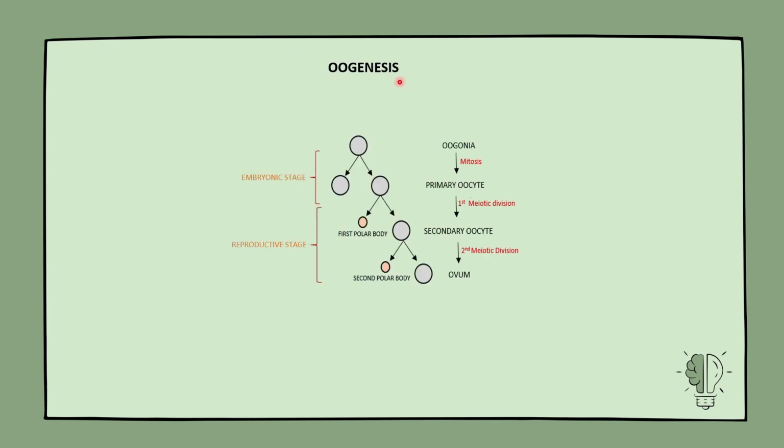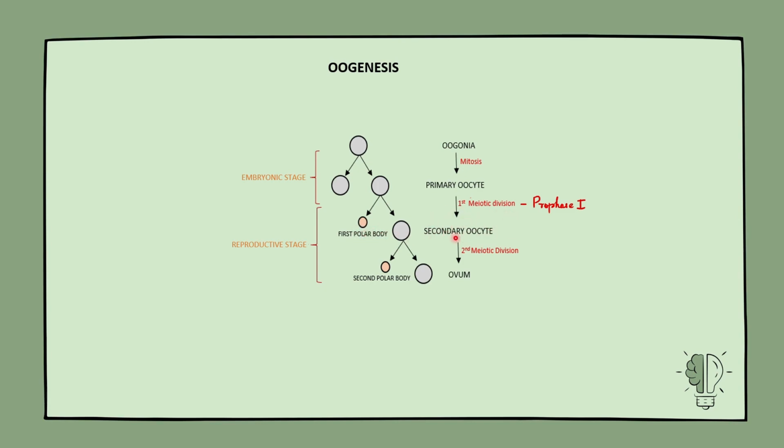Alright, now let's recap the process of oogenesis. We've already learned that there are millions of oogonia present within the ovary of a female fetus due to mitotic differentiation. Right. Now the oogonia undergo first meiotic division and it gets suspended at prophase 1. Now once the puberty starts, the primary oocyte, which is present within the tertiary follicle, grows in size and completes the first meiotic division to form a secondary oocyte and a first polar body.